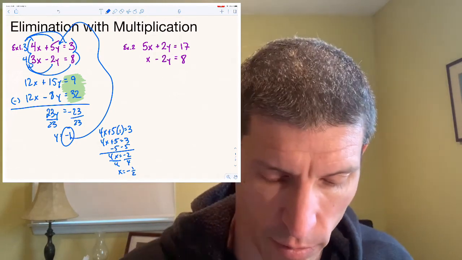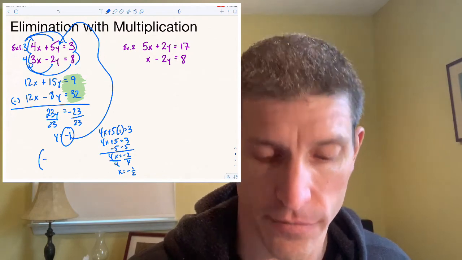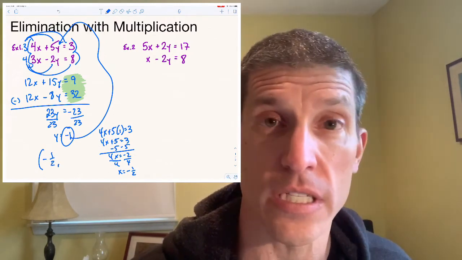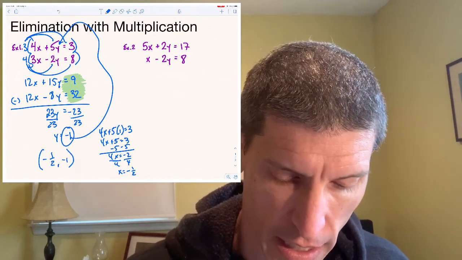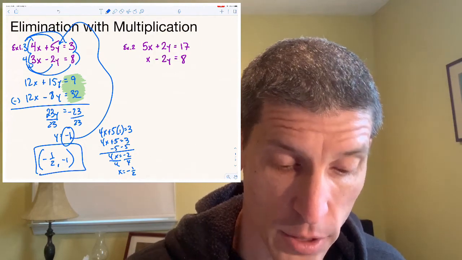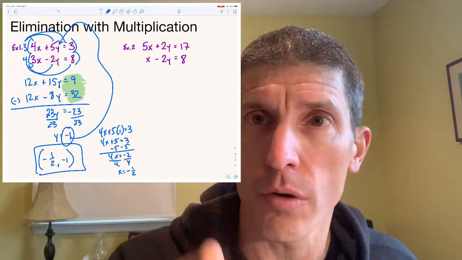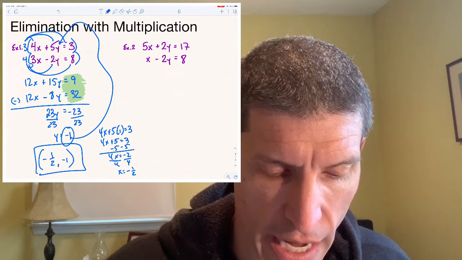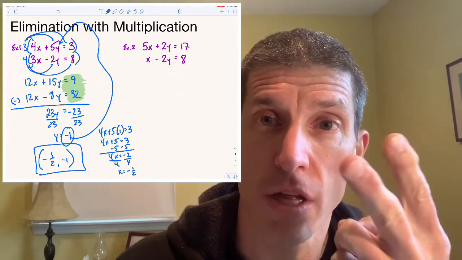So a little bit fancier with the fraction, but really it's just a fraction. Negative 1/2 comes first because x's come before y's, and negative 1 comes second, and I'm done. That's it, right? So 5 minutes and 20 seconds, and we're done with the first example. Let's launch into the second one.